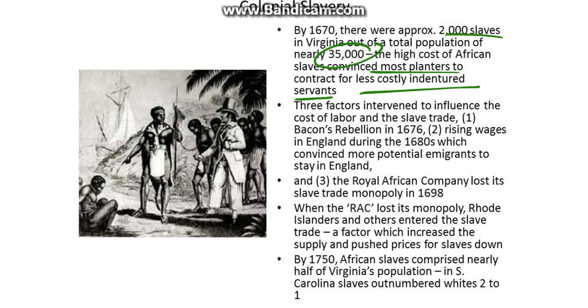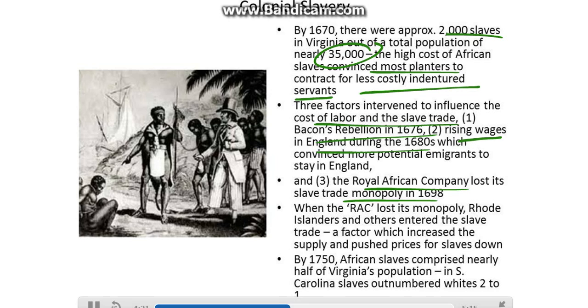Three factors intervened to influence the cost of labor and the slave trade. The first was Bacon's Rebellion in 1676. The second was rising wages in England during the 1680s, which convinced more potential emigrants to stay in England. And the third was that the Royal African Company lost its slave trade monopoly in 1698.